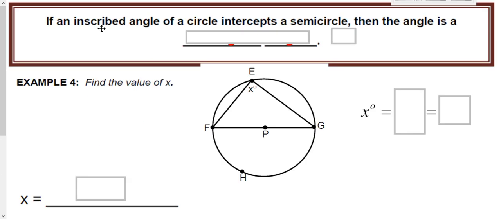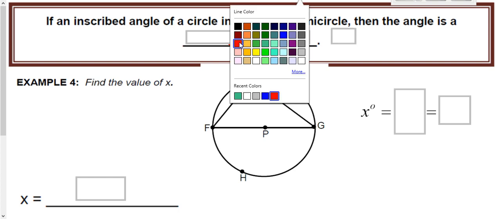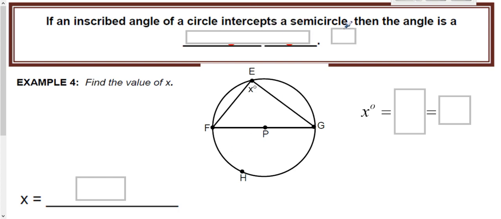Here's one that's interesting. If an inscribed angle of a circle intercepts a semicircle, half a circle, then the angle is, well, I'm not going to show you right now. I think we'll do this example 4 and you'll see what it is. Alright, so angle X here we're going to try and find. Alright, X is right here. Its sides go from here to there. It intercepts this arc right here, which is a semicircle.